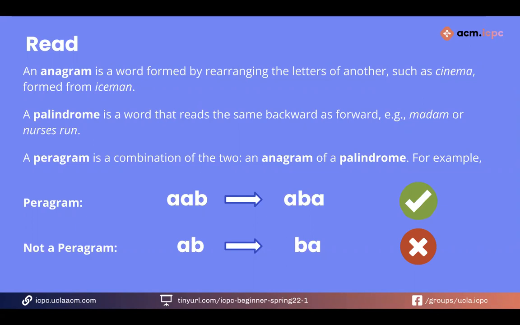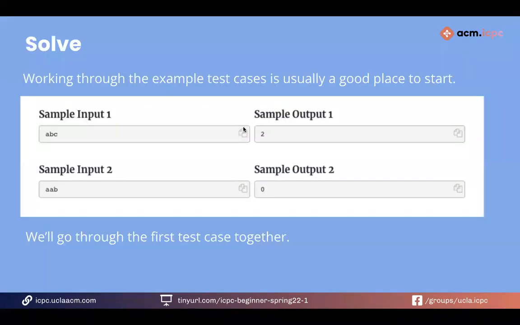So for example, AAB would be a paragram because it can be rearranged as an anagram into ABA, which is a palindrome. It's read the same forward and backwards. But a string like AB could not do so because it has 2 different letters. There's no way to rearrange it into a palindrome, and so you'd have to remove a letter to make it a paragram.